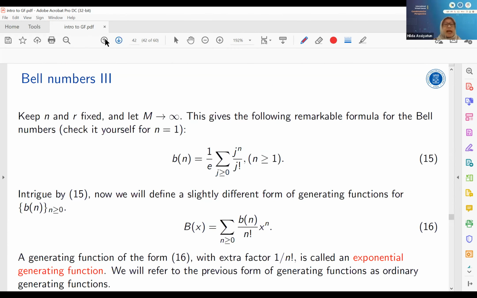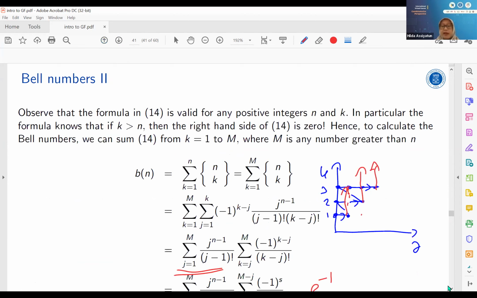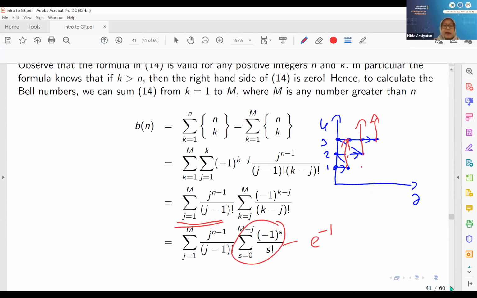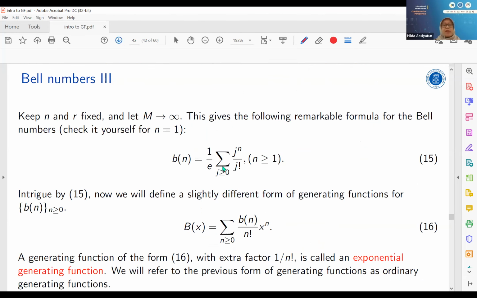By keeping n and r fixed, and letting m go to infinity, we will have a much simpler formula, an asymptotic formula for Bell numbers. That is, Bn equals 1 over e times the sum of this. So if we look at the previous one, this one goes to 1 over e, and this one is the series we have here.